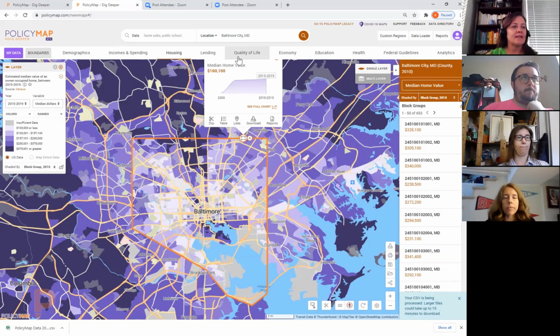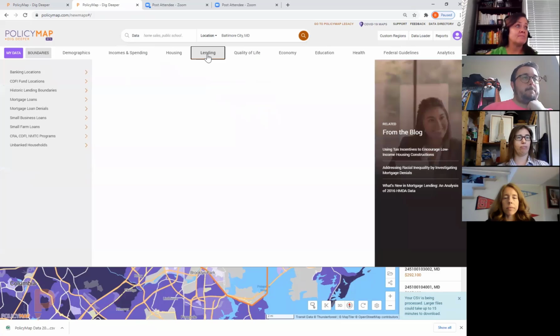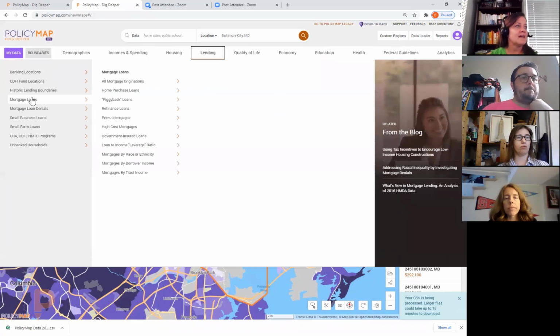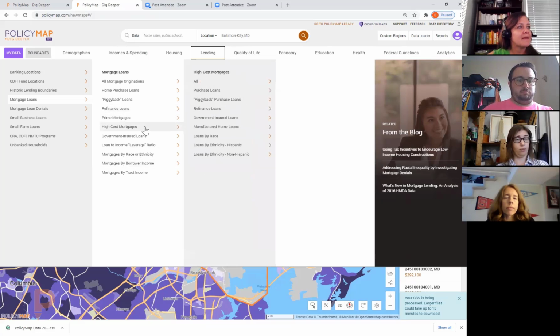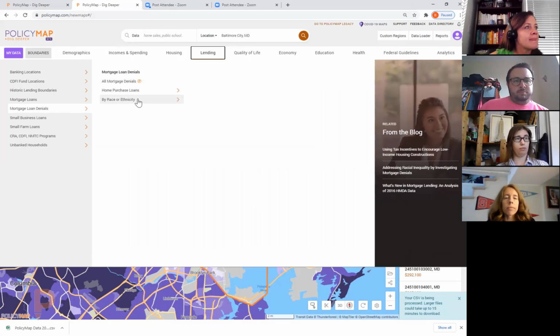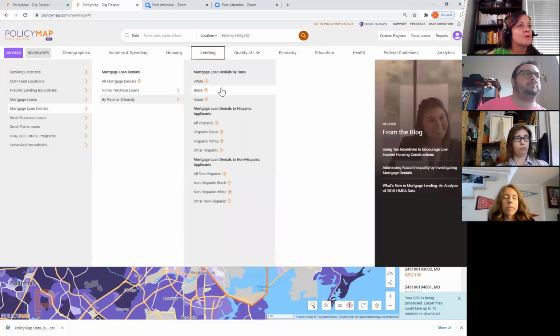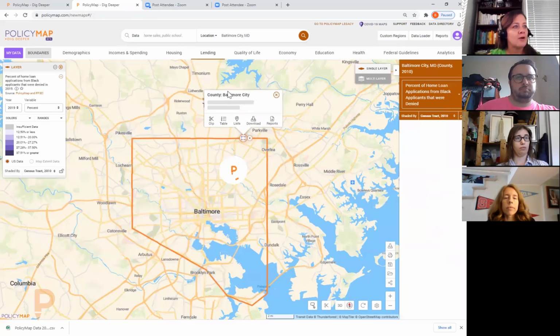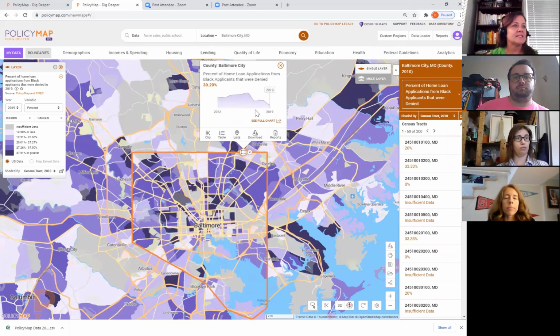So lots of interesting data related to housing, data related to lending. Something that we've been looking at a lot this year is information about where there are mortgage loan denials, and we have that data broken out by race. Here we can see the originations of loans. Here are the denials, and we can see where there are a large number of Black people who were denied loans, and we can see the changes.